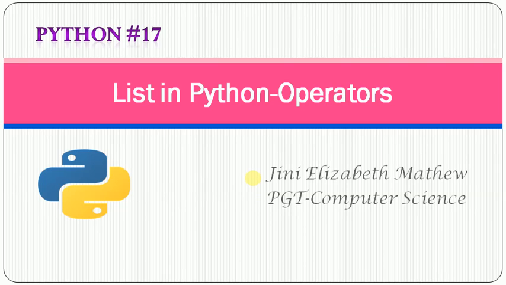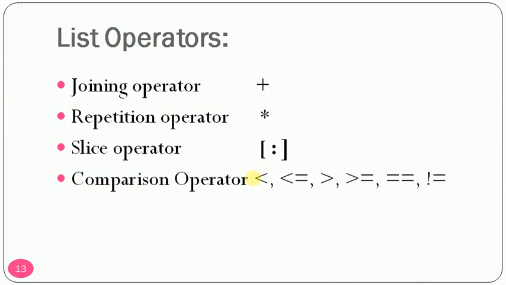In the previous video, we have seen what a list is, how we can access elements from a list, and how we can change values of a list. Now, in this video, let's see the operators related to the list. The list operations are: first the joining operation, then repetition, slicing, and comparison. Let's see them one by one.